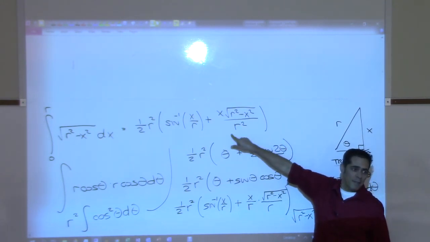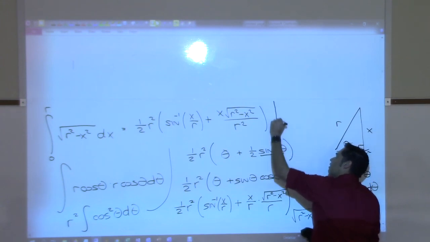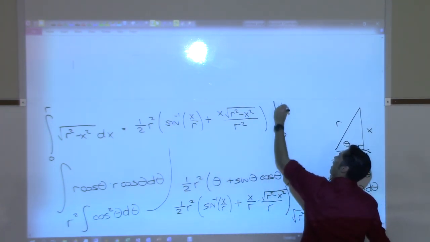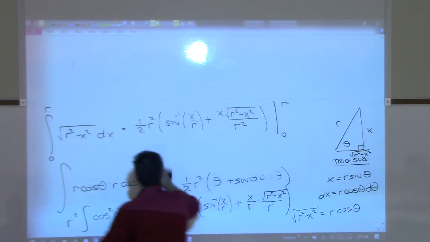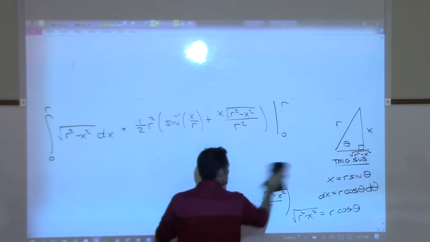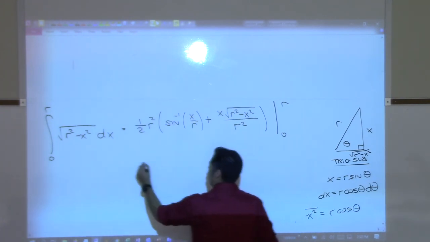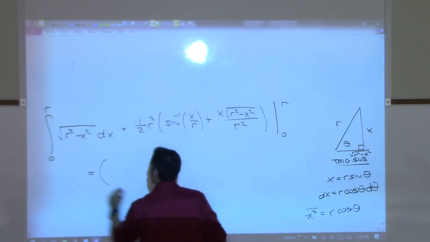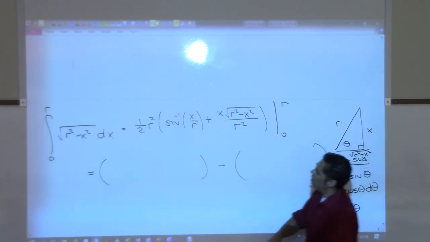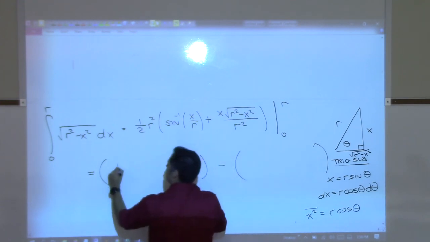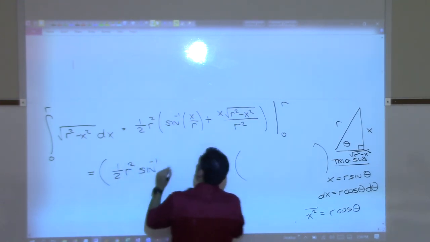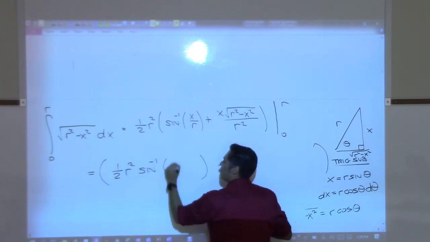Do we all agree? Evaluation bar. Where are we evaluating? 0 to capital R. God, it's about to get really nice. Let's plug in R, replacing x with R. So I need two sets of parentheses here. Plug in R here first. We have arc sine of r over r, which is 1, right?